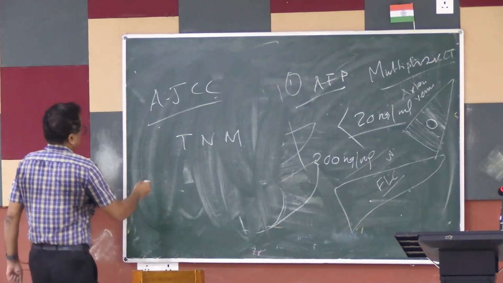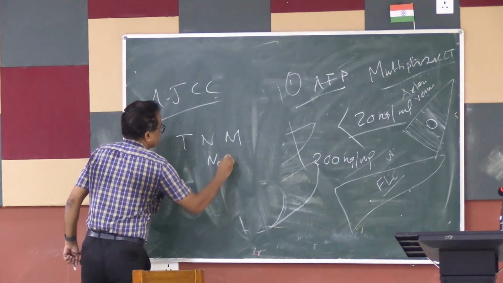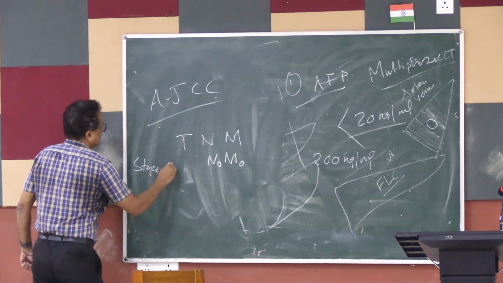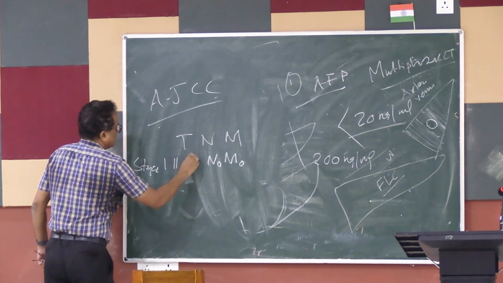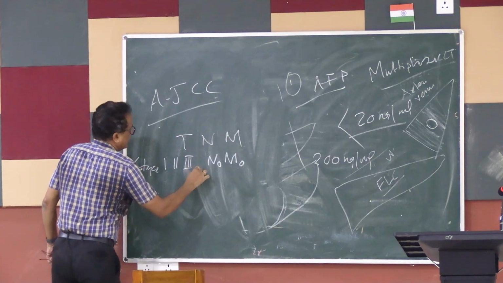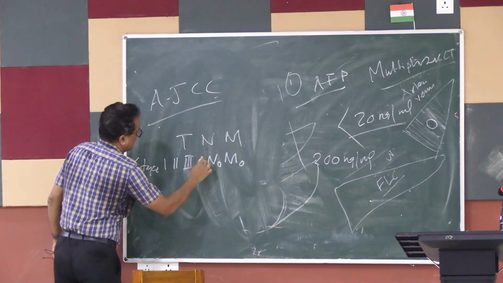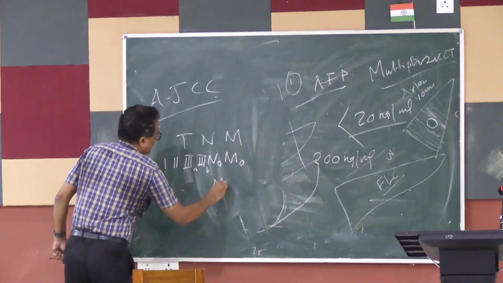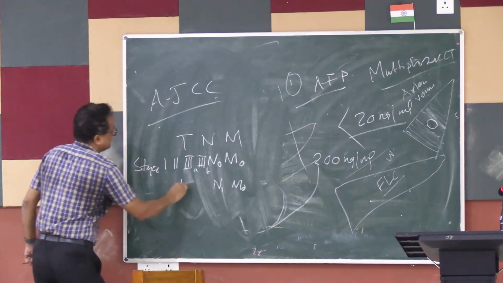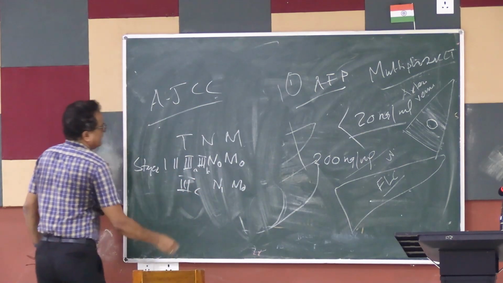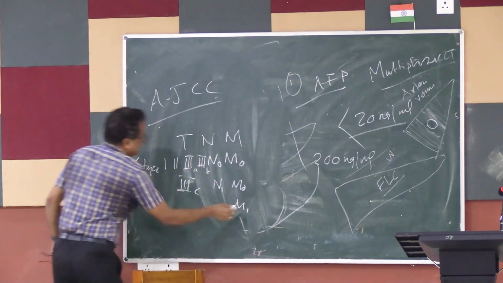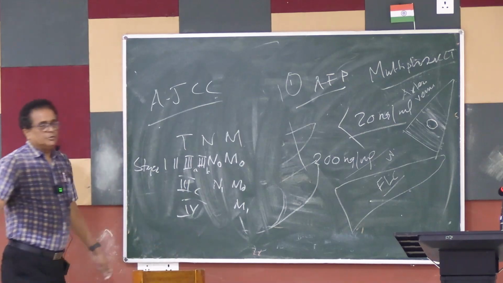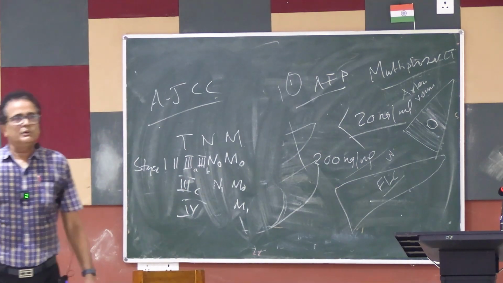So when there is N0, M0, then the stages, depending on the size of the tumor, will be 1, 2, 3A, and 3B. When there is N1, M0, then it automatically becomes 3C. And when there is M1, then whichever be the T and N, it becomes stage 4. So on the basis of TNM classification, we divide it.